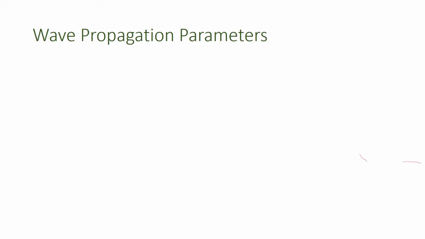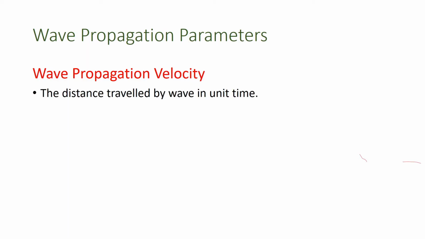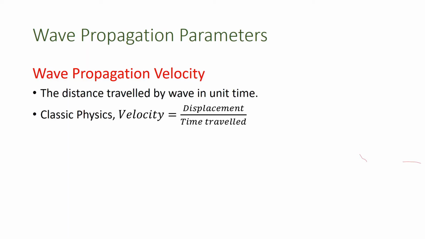The next wave propagation parameter we discuss is wave propagation velocity. Classic physics says the velocity is displacement by time traveled. So for wave propagation velocity, it is the distance traveled by a wave in unit time. It is generally represented as u.